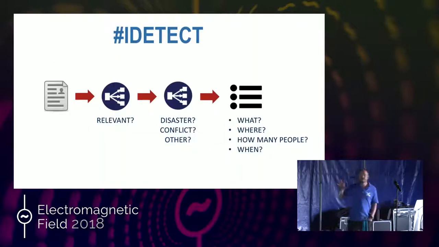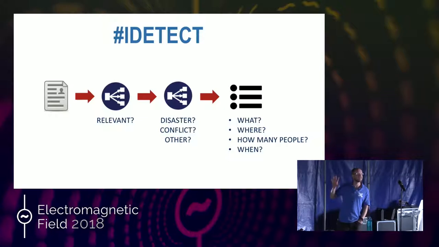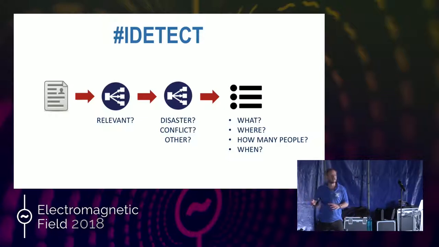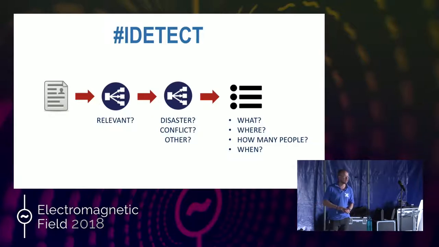And really what they were looking for was an automated solution to make their analysts' lives easier, that could take in an article, decide whether it's relevant to the problem at hand, decide whether it's about a natural disaster or conflict or some other type of driver behind the displacement, as well as try and summarize from the article, what is it that happened? Where did this happen? How many people were impacted? And when did this happen?